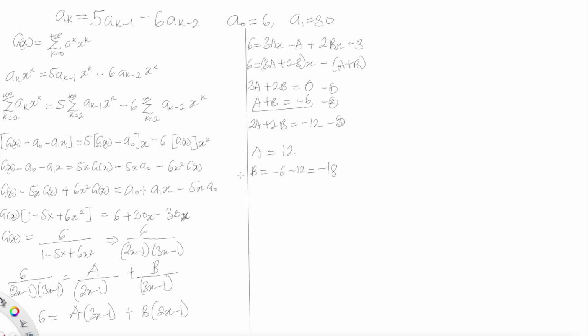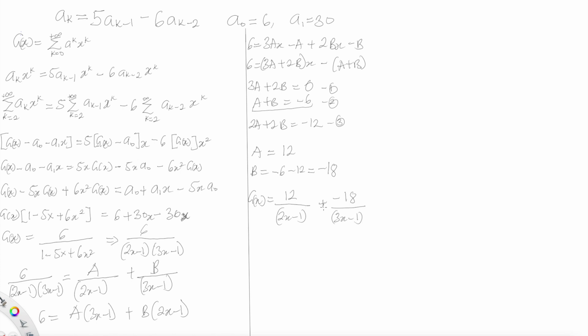So then we could input it into our partial fraction. So g of x would equal a, which is 12, all over 2x minus 1, plus minus 18 all over 3x minus 1.